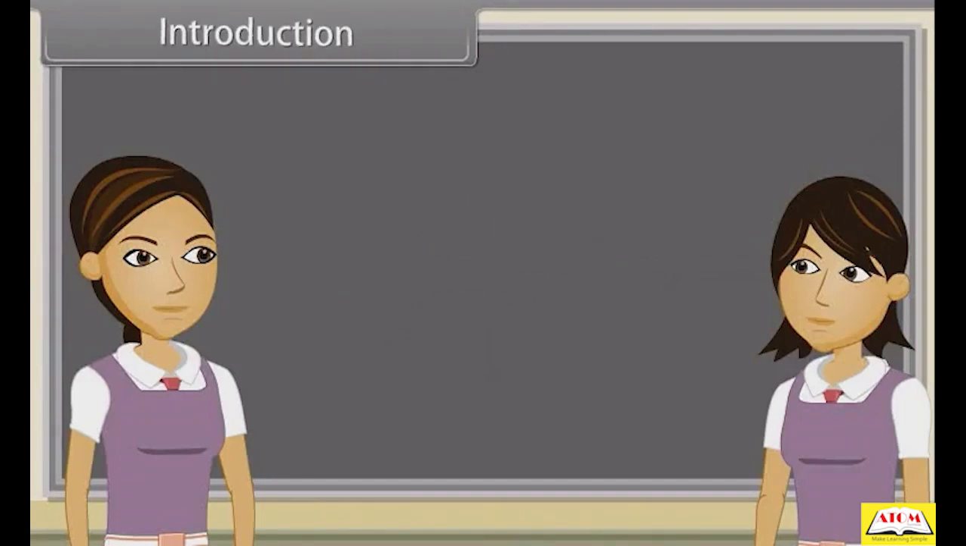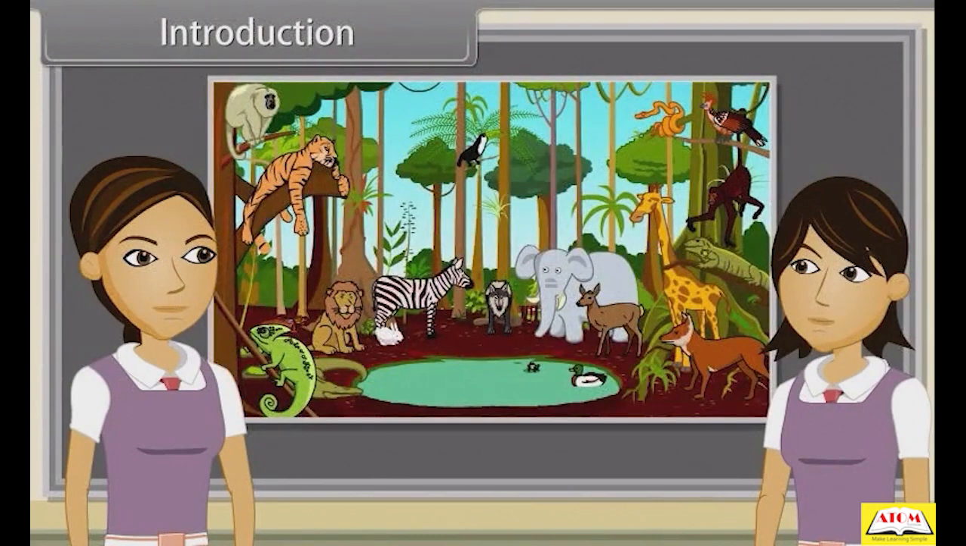Introduction. Sharmila, in a few words, define an animal? Yes, animals are a major group of mostly multicellular eukaryotic organisms of kingdom Animalia or Metazoa.